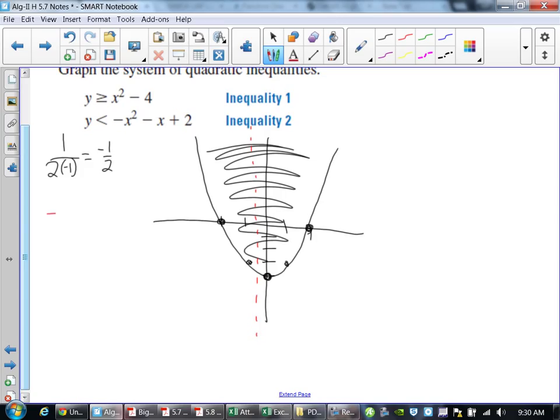Which gives me a vertex. How do I do this? 1/2 squared. Well, what's 1/2 times 1/2? 1/4. What's negative 1/4 minus 1/2? Negative 3/4, and I add 2 to that, and I get 1 1/4. So it'll be at negative 1/2 and 1 1/4.